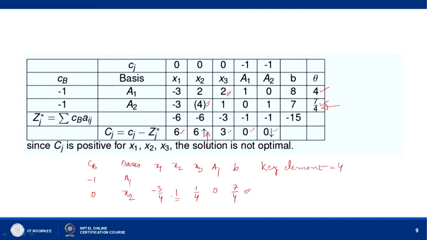So, now with the help of this 1 we will make this element 0. Okay. So, we multiply it by 2 and subtract from this row. Okay. So, when we multiply it by 2 this becomes minus 3 by 2 and we subtract from minus 3. So, what we get is minus 3 plus 3 by 2. Okay. And this becomes 0.